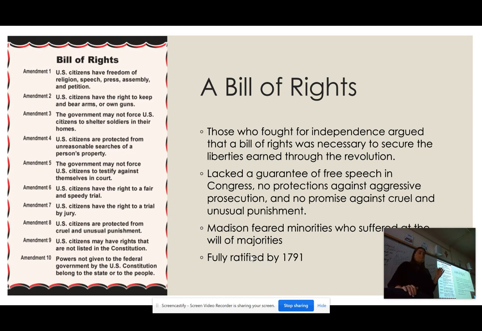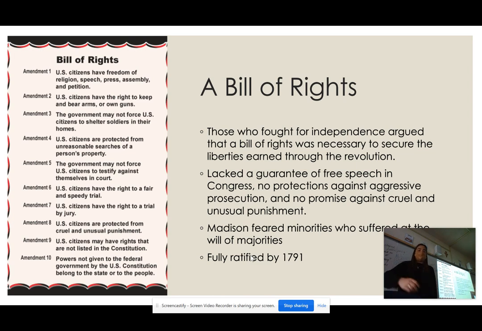Initially, our Constitution, our Articles of Confederation, lacked a guarantee of free speech in Congress. There were no protections against aggressive prosecution, and there was no promise against cruel and unusual punishment. So basically, under the Articles of Confederation, none of your rights were secured. You could go to jail for however many years people saw fit. There was no promise against cruel and unusual punishment either.